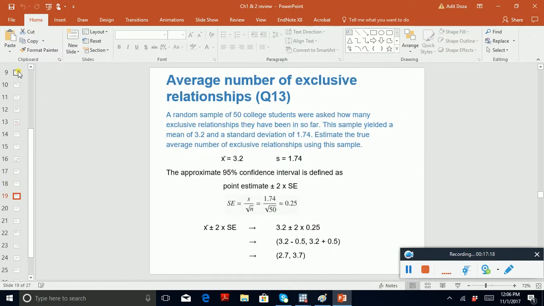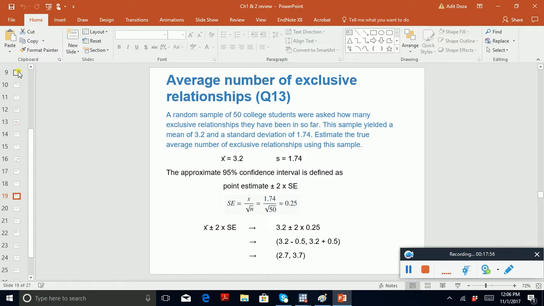Okay, question 13, all of you got it correct mostly. Some of you did not calculate the standard error and just wrote 3.2 plus minus 2 into 1.74. That's wrong. 1.74 is what? Standard deviation. Right? You need to calculate standard error because the formula is point estimate plus 2 into standard error. So you need to calculate the standard error, plug it in, and then you find the formula.